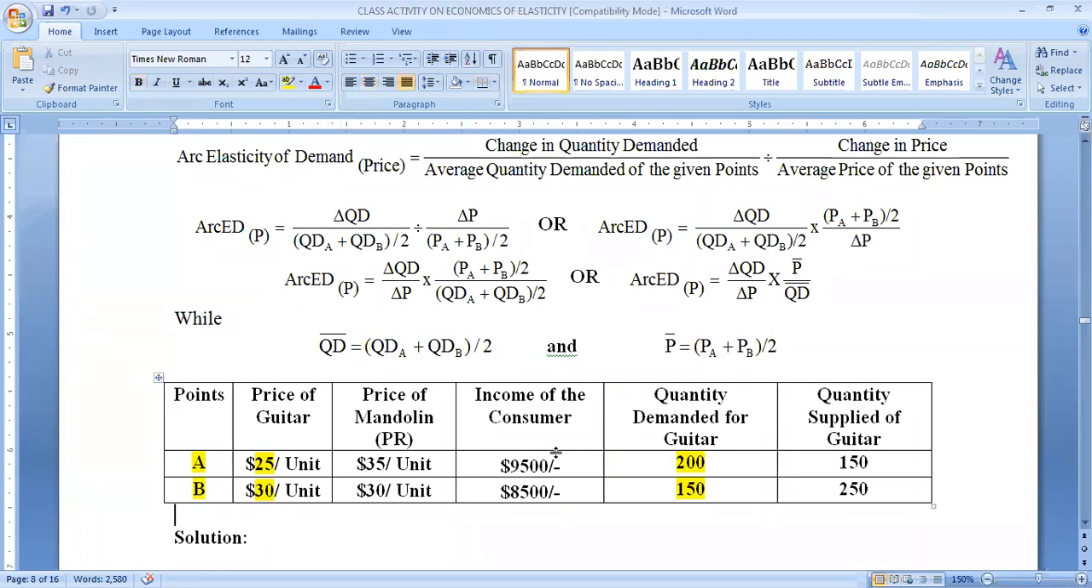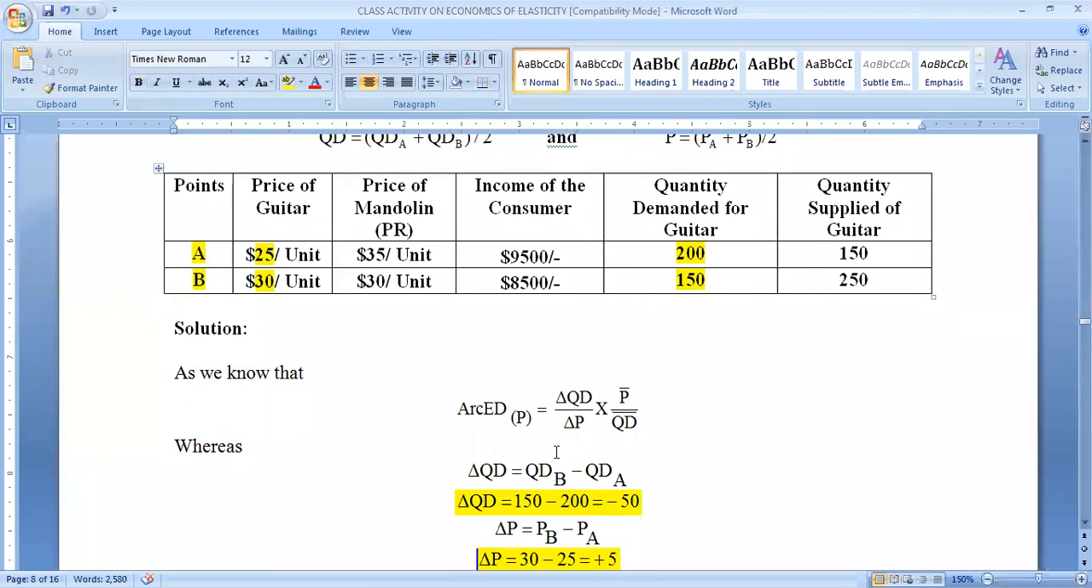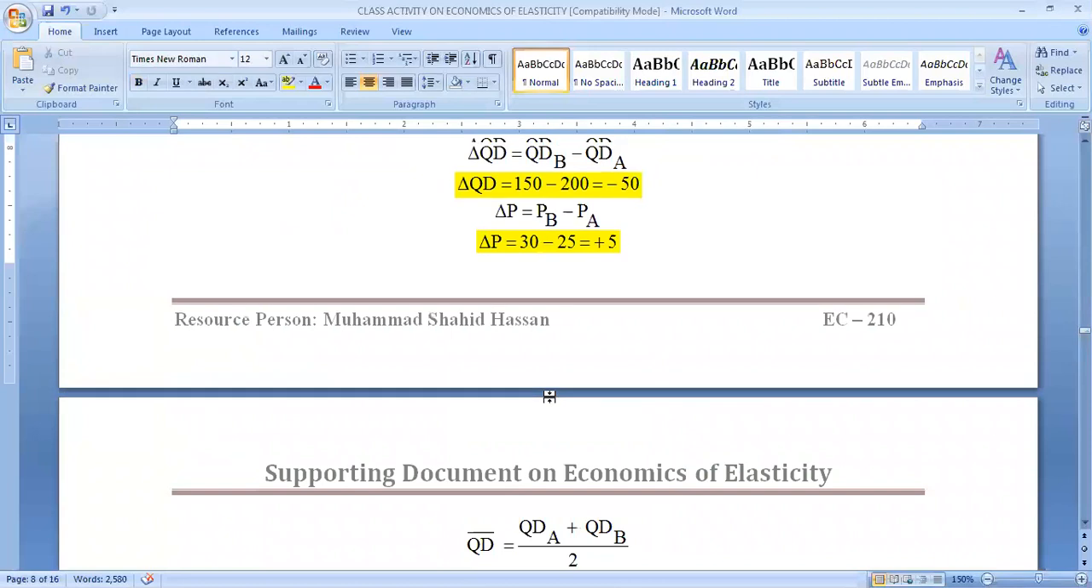Now let's start answering the question. We are given this table. Now we have to find out arc elasticity of demand with respect to price. As we know, this is the formula that we have found in the simplified form. Within this formula, we have four pieces of information: delta QD, delta P, P bar, and QD bar. Within these four, now let us find our required components. Firstly, we will be finding delta QD.